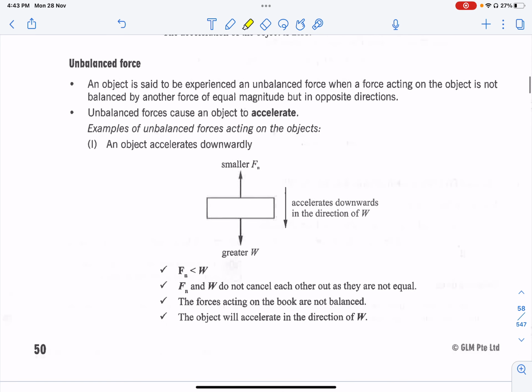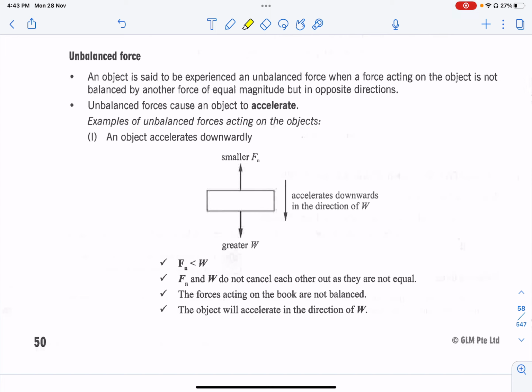In any case, for an unbalanced force, an object will be said to be experiencing an unbalanced force when one of the forces acting on it is not balanced by the other of equal magnitude and in the opposite direction. This will then cause the object to accelerate or to move faster in some place. For example, if the weight is greater than the air resistance, the object will actually be accelerating downwards or falling from a height.